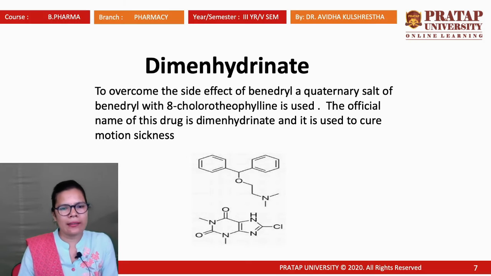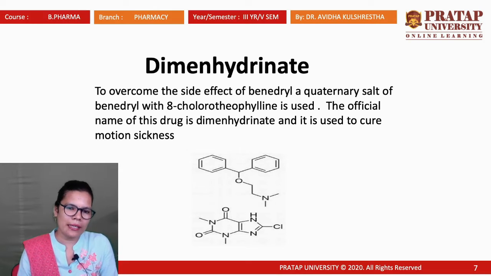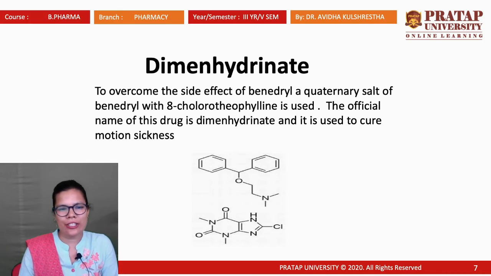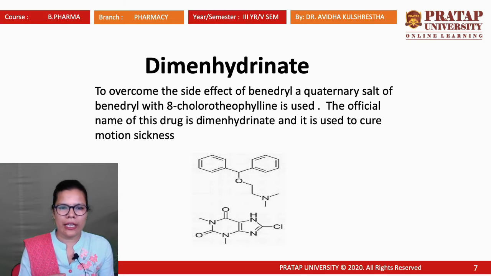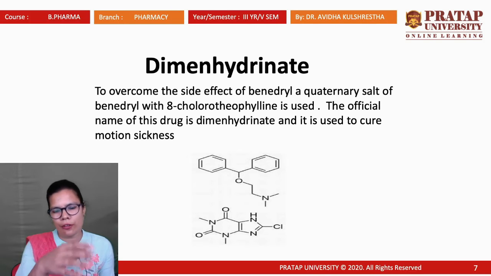The next antihistaminic agent is dimenhydrinate. Dimenhydrinate is actually prepared to overcome the side effect of drowsiness in Benadryl. To overcome the side effects of Benadryl, we prepare a quaternary salt that interacts with 8-chlorotheophylline. So this is an addition or combination of 8-chlorotheophylline with Benadryl. The basic structure and synthesis of Benadryl is the same, but the connectivity is different.